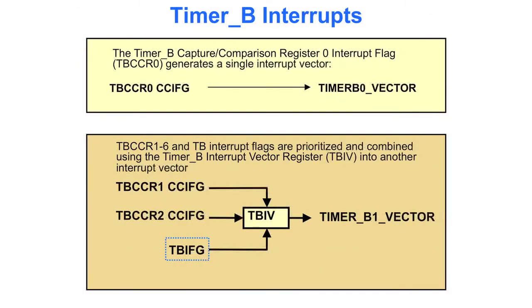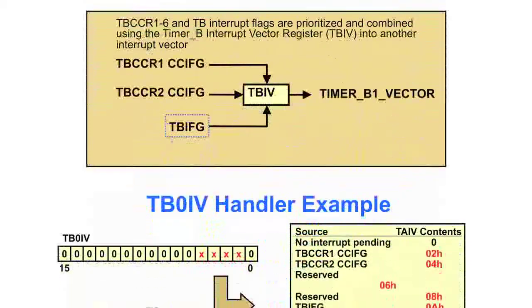Like I mentioned earlier, there's only so many interrupts that can go into the CPU. There is the timer B0 vector here. That comes off of the timer B CCR0, but any of the other CCRs, CCR1, 2, all the way through 6, and the timer B interrupt flag, if you're going to recognize those, all go through the interrupt vector register and come into the CPU as timer B1 vector. That means we have to have a handler that's going to see which one of these actually went off.